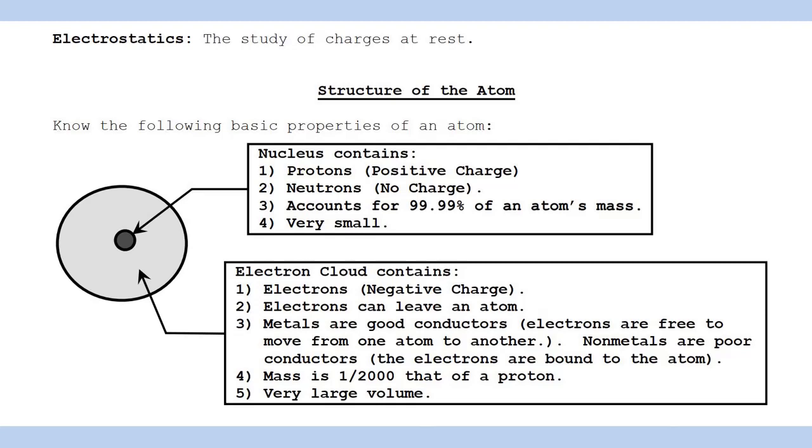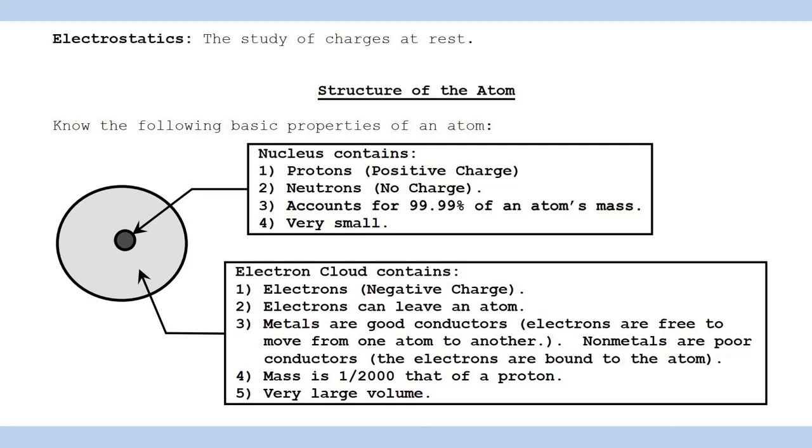So let's start off with the structure of the atom. Now, this is a very simple model of the atom, but here are the key properties that you need to know about the atom. The nucleus contains protons, and they will always have a positive charge. The nucleus also contains neutrons, which have no charge. Then we come to this part where the nucleus actually accounts for about 99.99% of the atom's mass. And finally, the nucleus is very small. Let me give you an analogy. If you were to look at a period in a sentence, and that represented your nucleus, then your entire room would represent the electron cloud where the electrons reside.